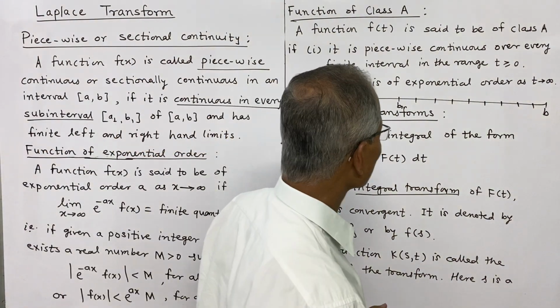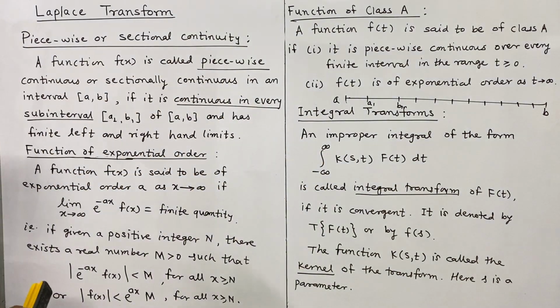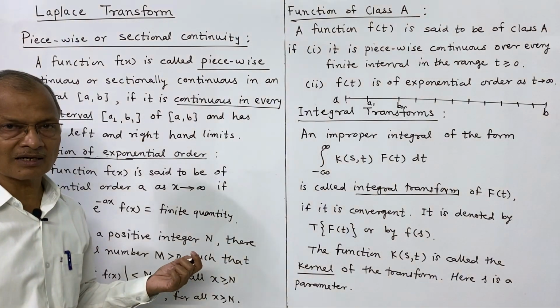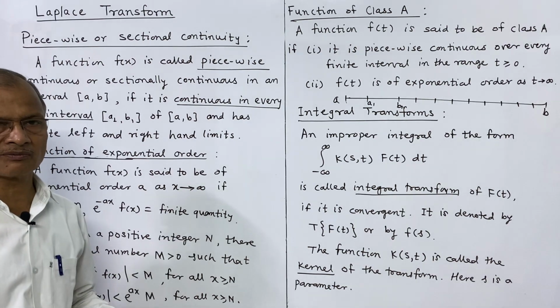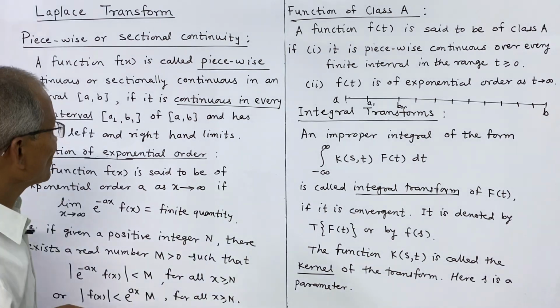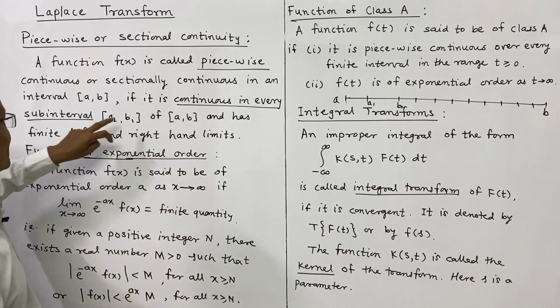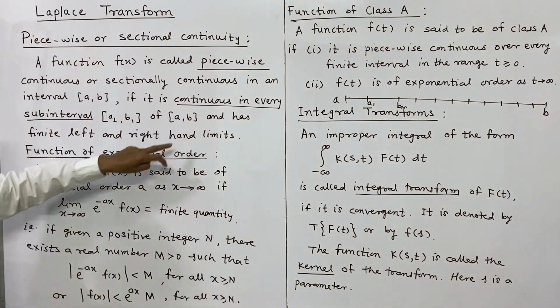So that is the condition first we should have for existence of Laplace transform. The function must be piecewise continuous. If it is continuous in the entire interval, then it becomes piecewise continuous obviously, but at least it must be continuous in every subinterval of AB.